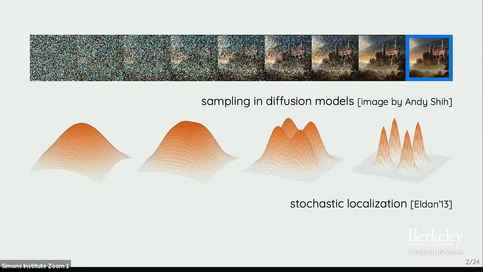This process is actually very well known in the theory community by another name, called stochastic localization. So these are formally the same two processes. In the theory community, this has been mostly used as an analysis tool, whereas in diffusion models, you use it as an algorithm to sample. So the goal of this talk is to give you some new algorithmic applications of stochastic localization.